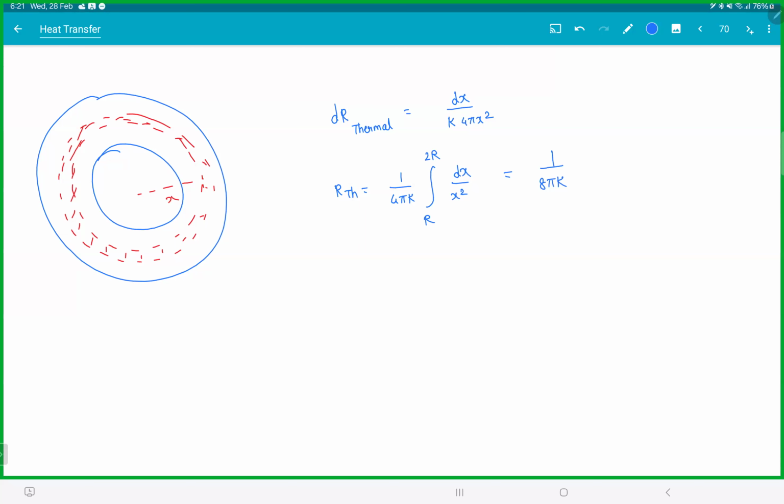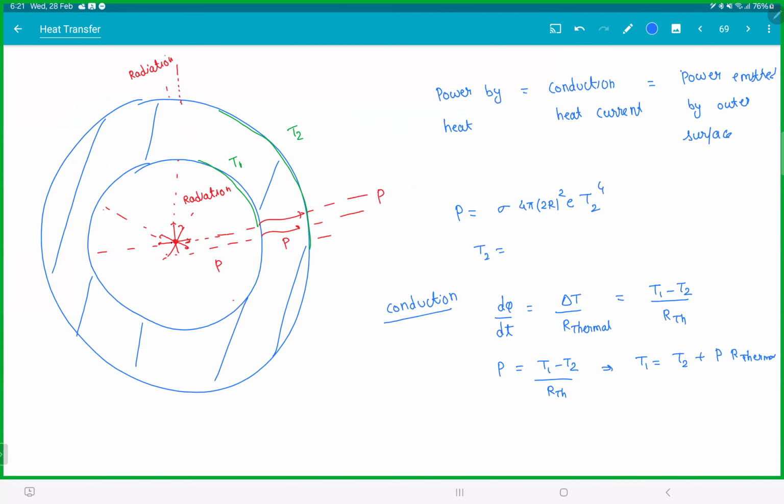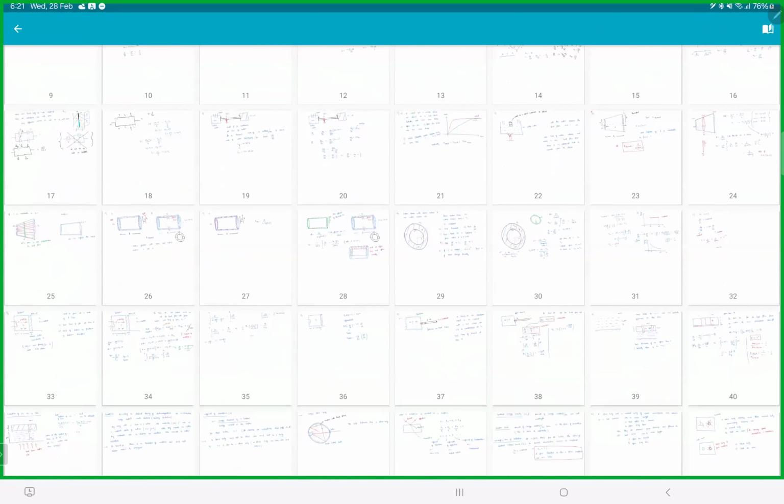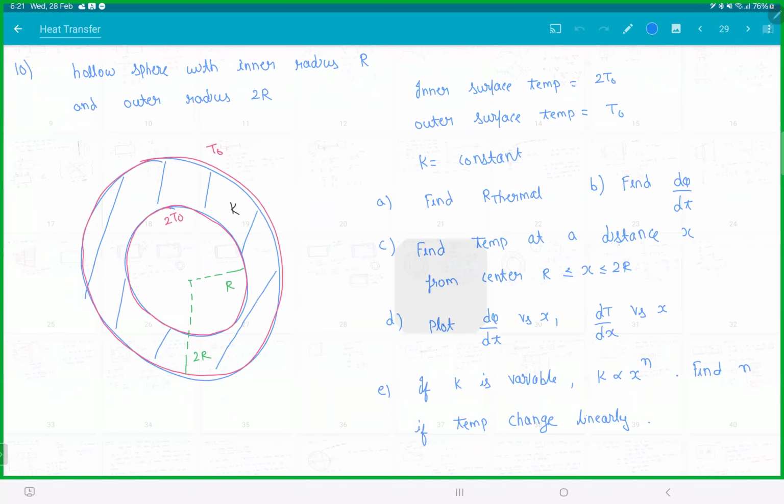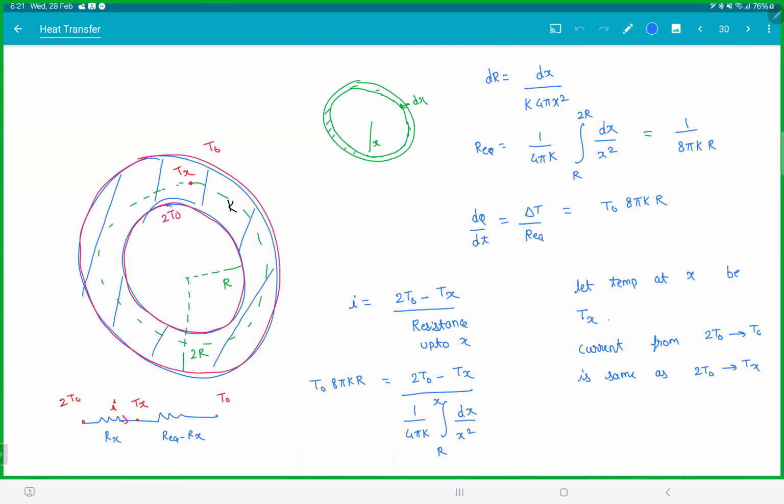Do you remember this? We have done this in conduction. And then you substitute here to get the answer. Therefore, temperature T1 will be T2 plus power into 1 by 8 pi k. There, we combined conduction with radiation like this. In case you forgot, that problem we have done: hollow shell of radius R and 2R, find R thermal. That was the first part of the question.